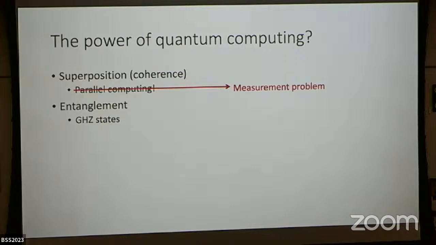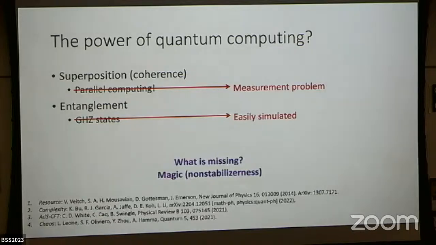So then what about entanglement? We know entanglement's important. We know making highly entangled states is hard and studying entangled systems is hard. We also know that the most entangled states you can create, GHZ states, are easily simulated and actually spoofable, right? So there's something missing here. We can take even combinations of superposition and entanglement, and I'll get more into that, and that's still not enough. So what's missing? What's missing, I would say, is magic. And the more technical word for magic is non-stabilizerness.